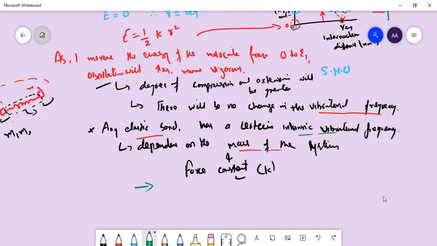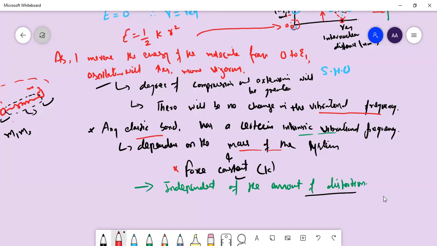But your intrinsic vibrational frequency is independent of the amount of distortion. So how much distortion is produced in your molecule when you elongate or compress the bond, the vibrational frequency of your molecule will not depend on that distortion. The only factors on which your intrinsic vibrational frequency depends are the mass of the system and the force constant of that molecule.